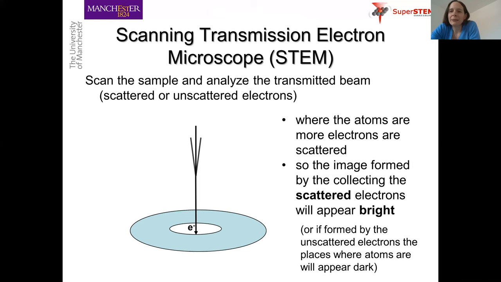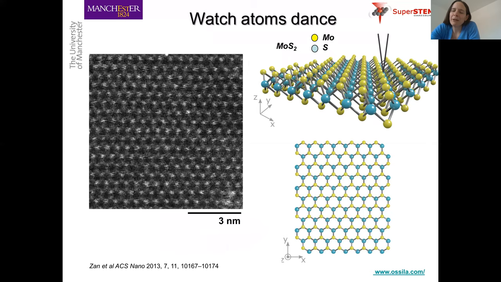And that was the sort of image that I showed you at the beginning of the coronavirus, which was formed using the unscattered electrons. Now, this is another image formed using the scattered electrons. And so you can see most of it is dark except where the atoms are. Now, this is a material that's a little bit like graphene, only instead of just having carbon atoms, now we have atoms of molybdenum and of sulfur. Now, the structure of that is shown here.